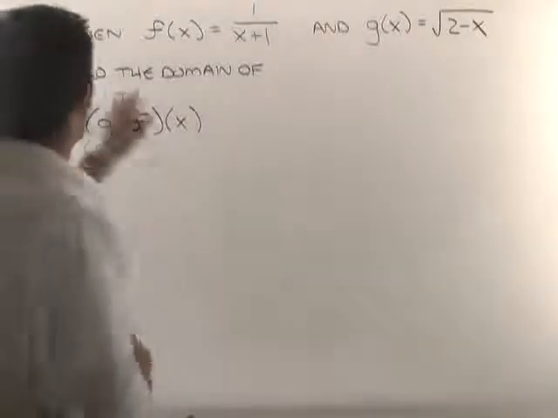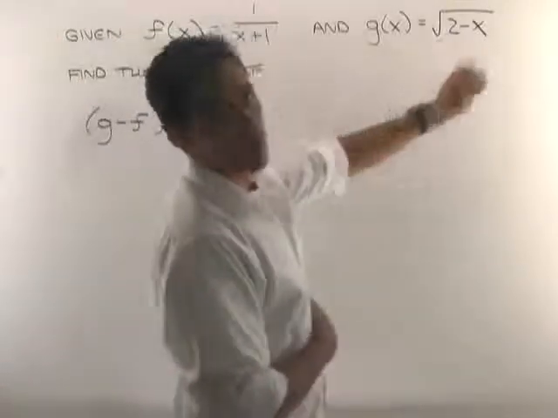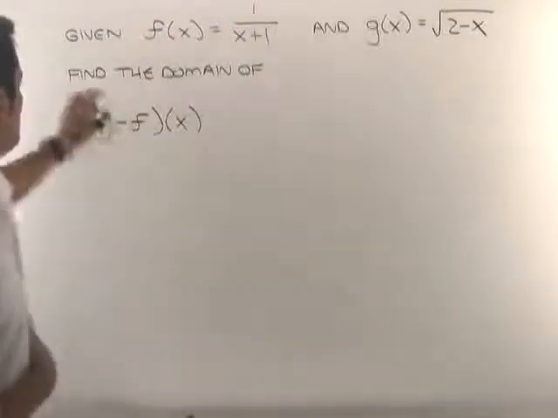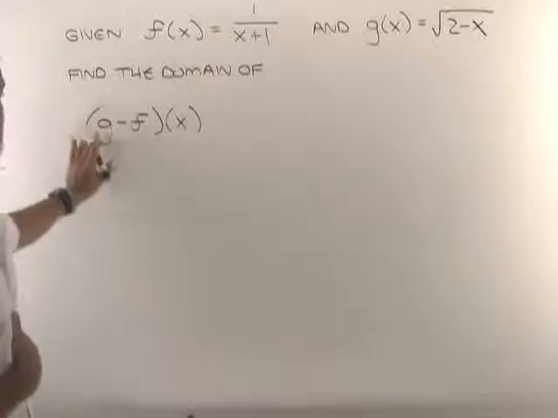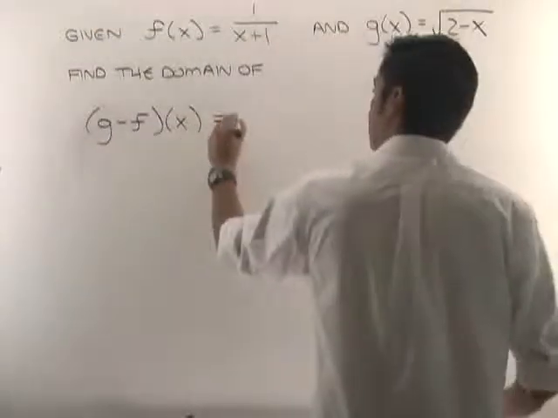Okay, in this example, we're given a function f of x is 1 over x plus 1, and g of x is the square root of 2 minus x. We're asked to find the domain of the difference, g minus f of x. So let me first of all write down what g minus f of x is.